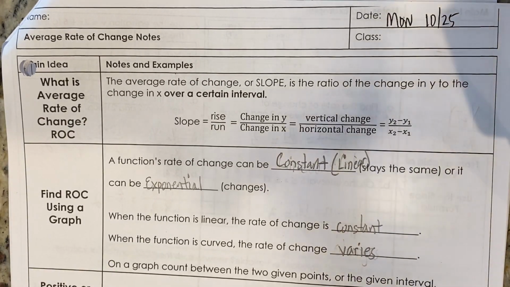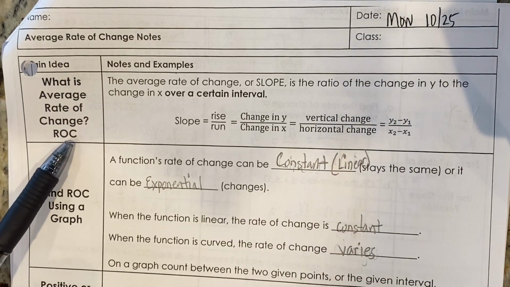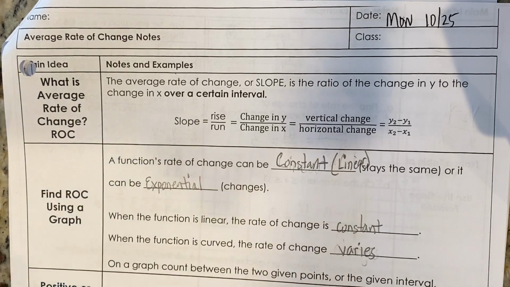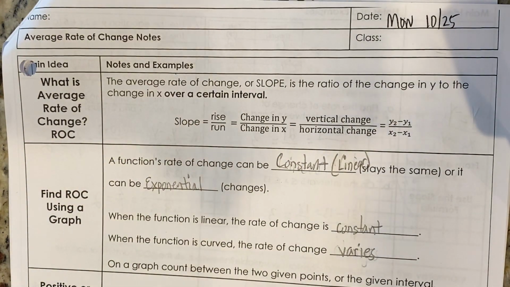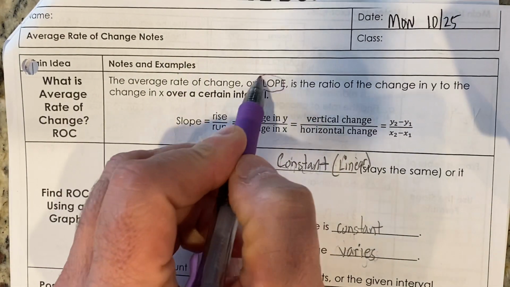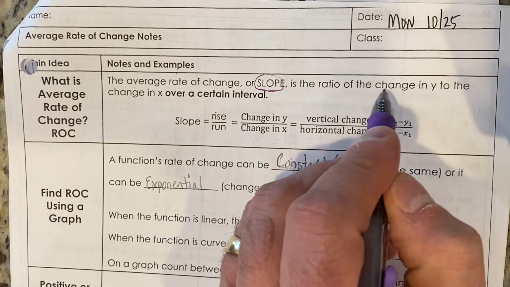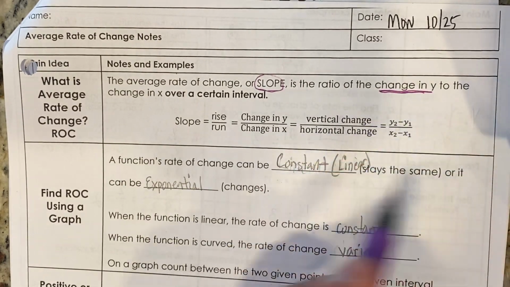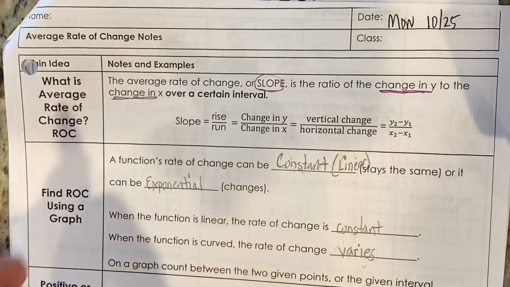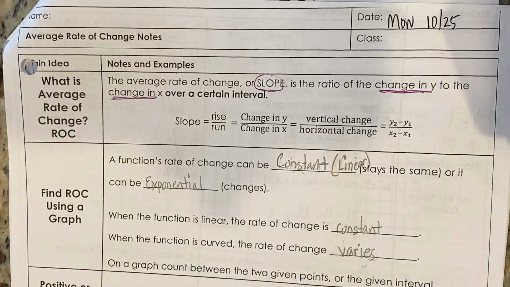So notice up here, what is the average rate of change? And we're going to use ROC kind of for short. The average rate of change, or the slope, all right? That's what it is. The average rate of change is the same as the slope. It's the ratio of the change in y to the change in x over a certain interval.